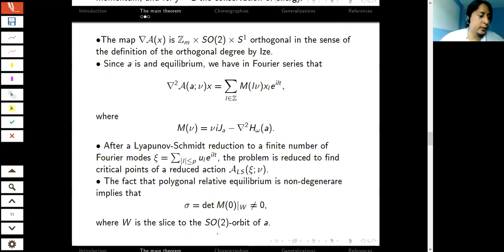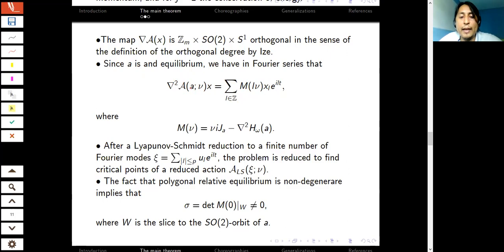So now, how it goes. The gradient actually is S^1 cross SO(2) cross S^1 orthogonal, in the sense of the definition of orthogonal degree by Ize. So what I can do is, since A is an equilibrium in the rotating frame, if I obtain the linearization of the gradient, that means the Hessian of A at the equilibrium, and then I apply it to X, I can decompose that very simply in Fourier components. Why? Because this operator does not depend on time. So that's just the sum of matrices applied in the components of the Fourier of X.